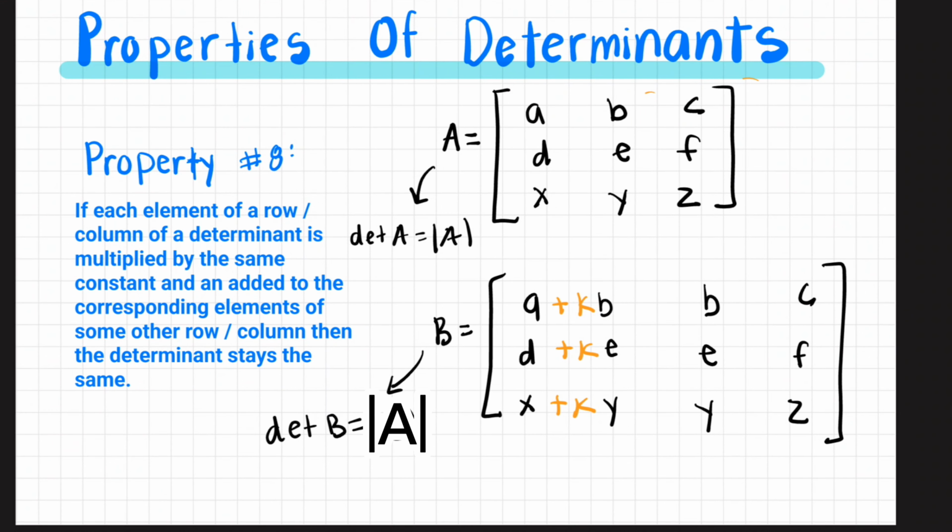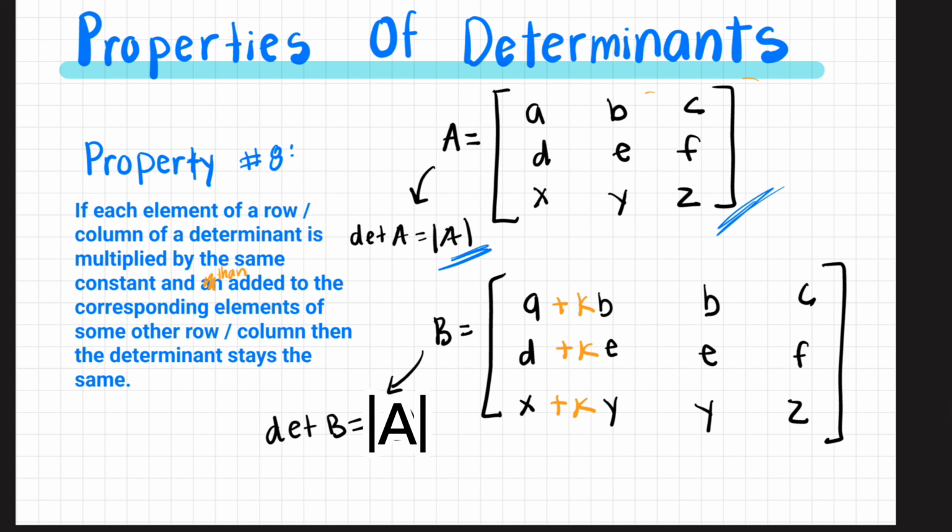Now on to property 8. If each element of a row/column of a determinant is multiplied by the same constant and then added to the corresponding elements of some other row/column, then the determinant stays the same. So what do I mean by this? Well, let's say we have an original matrix A, and that is A, B, C, D, E, F, X, Y, Z. And let's say that the determinant of that matrix A is denoted as A, right over here.